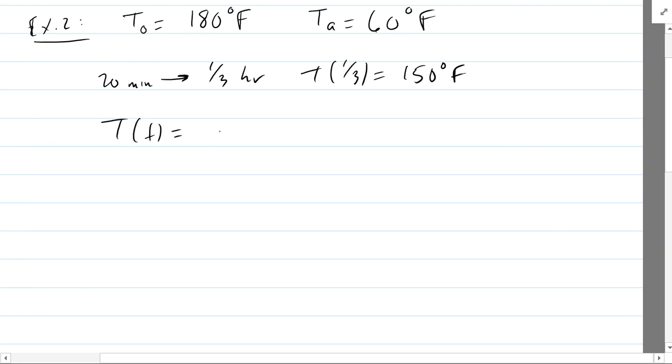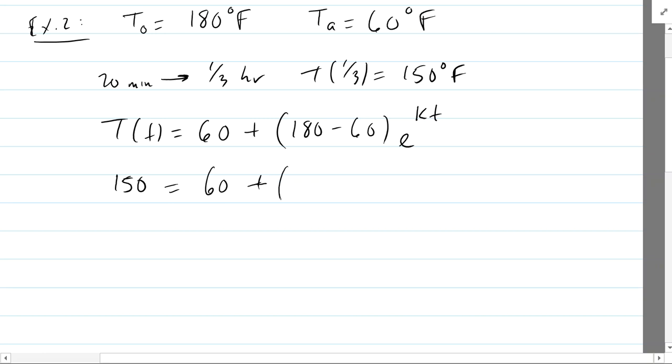So do we all agree that it's the ambient temperature? What's the ambient temperature? 60. And is it plus C, which is the initial temperature minus the ambient temperature, all times e to the kt? Agreed? Right? Can I use this 1/3 hour to find K? I know that in a third of an hour, the temperature is 150 degrees. That's going to be 60 plus 120 times e to the k over 3, because it's 1/3, right?